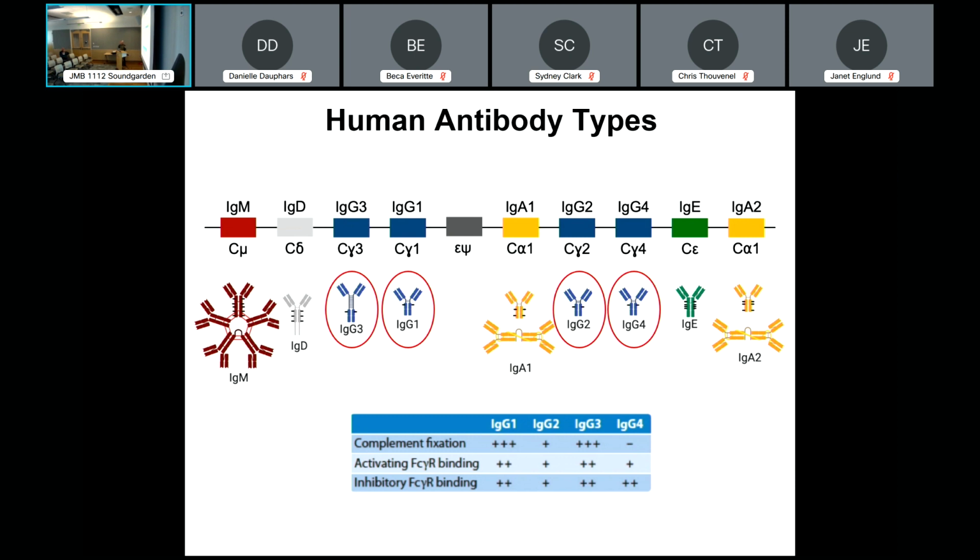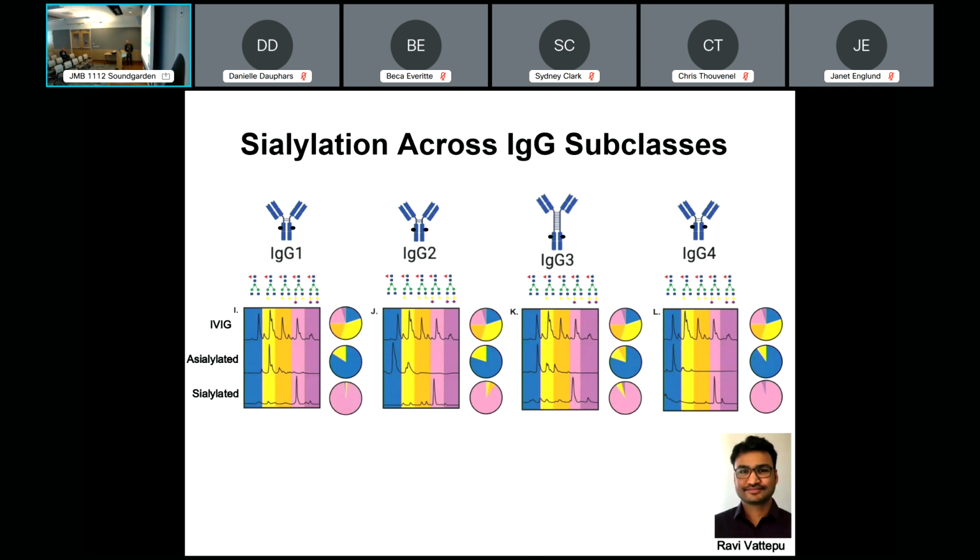They're thought to be either inert or anti-inflammatory or inhibitory, depending upon essentially what school you go to. But the role of the glycan in all of those subclasses of antibodies is not known. And so Ravi in my lab generated recombinant IgG 1, 2, 3, and 4, and then, using that stepwise sialylation reaction, put sialic acid on them.